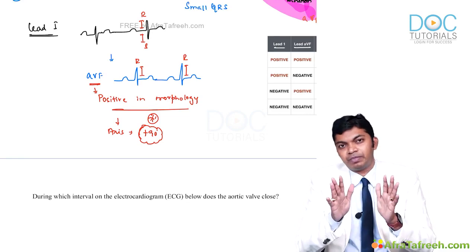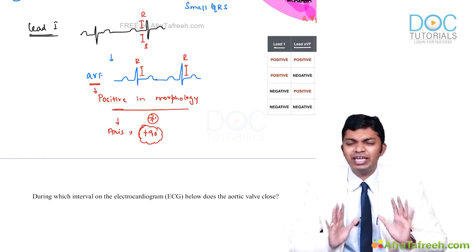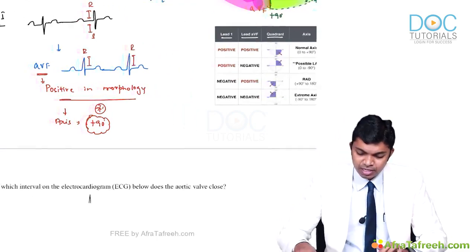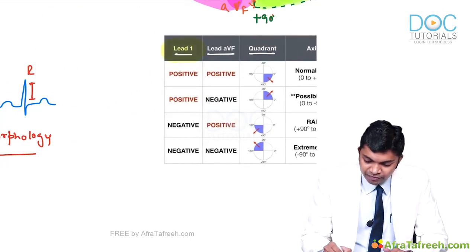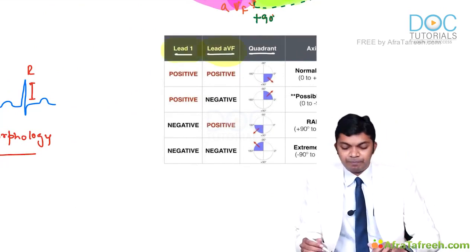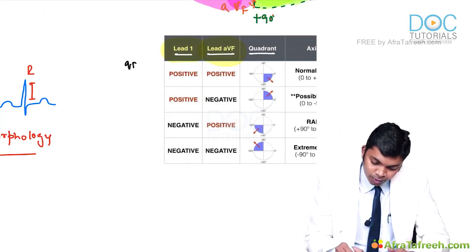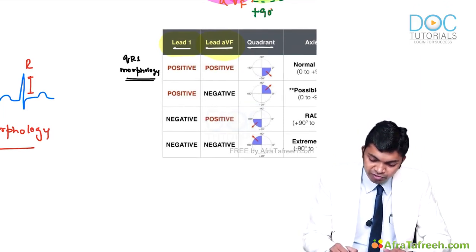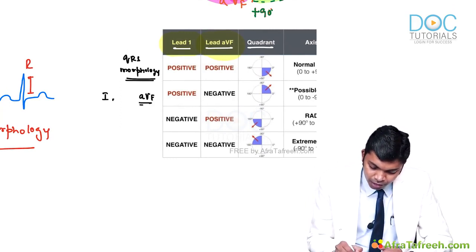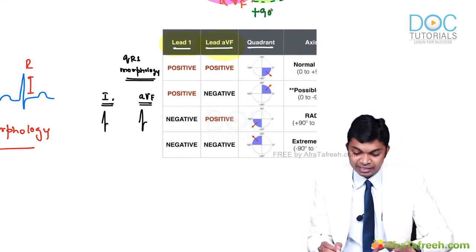If the question is not this complex and is very simple, you have been given just 2 leads, lead 1 and AVF, that is all. How to identify? Very simple, doctors. Look at the QRS morphology. If QRS morphology is primarily positive in lead 1 and AVF, it is normal axis.